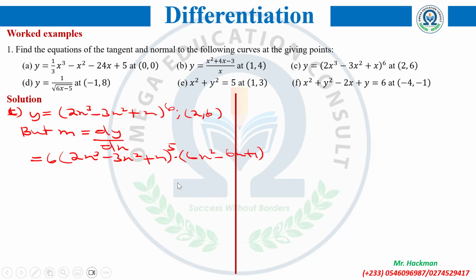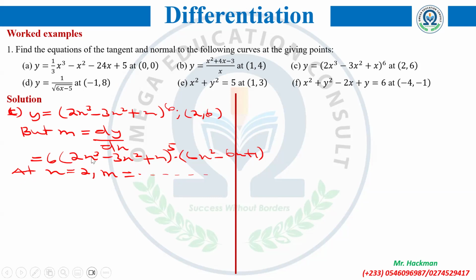I need a certain value. So I'll write: at x is equal to, and what is your x? x is equal to 2. My m, which is the gradient, will be equal to, you substitute, then you simplify. Once you know your m, getting the equation of the tangent will be very easy, and that of the normal. Is my point well made?